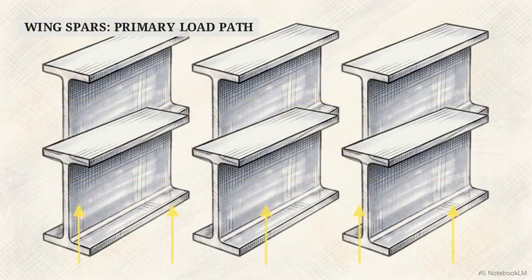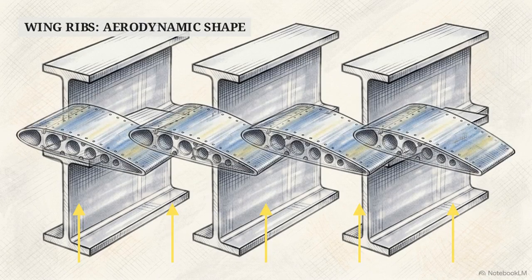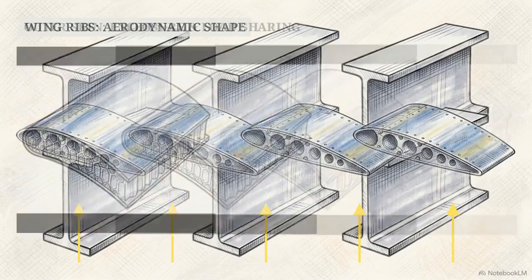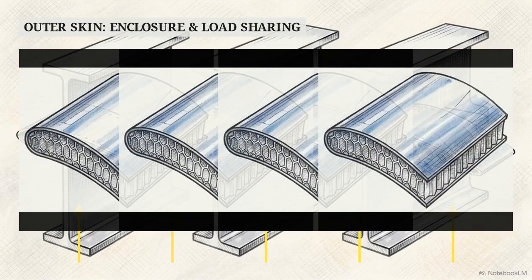As lift pushes upward, they carry the bending loads. Ribs define the aerodynamic shape, transferring localized loads back to the spars. Finally, the outer skin wraps the assembly, acting as a shell and carrying mechanical load.